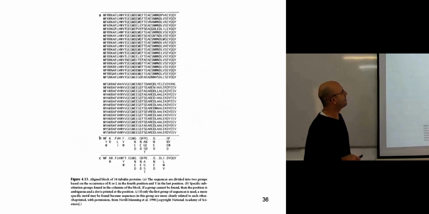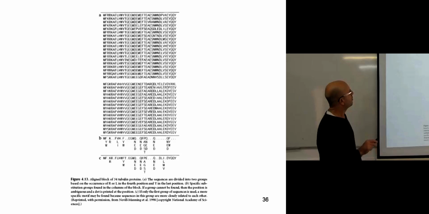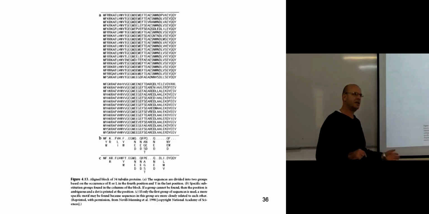How do we derive the pattern? The pattern is derived very similarly to how we create a PSSM from a multiple sequence alignment. It's just a simpler representation of the information. Okay, so if we have many sequences in an alignment, we can go column by column and see which letters occupy each position. And then from this, it's relatively easy to derive the pattern.